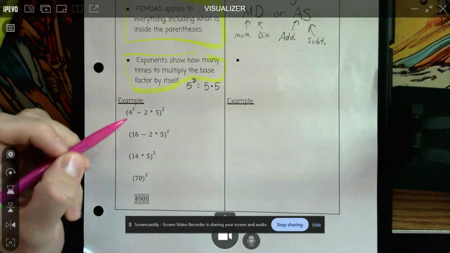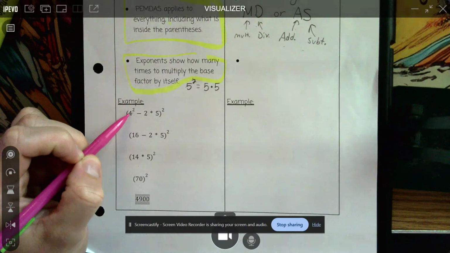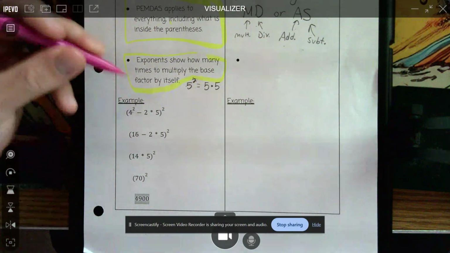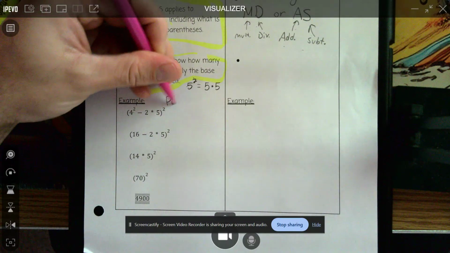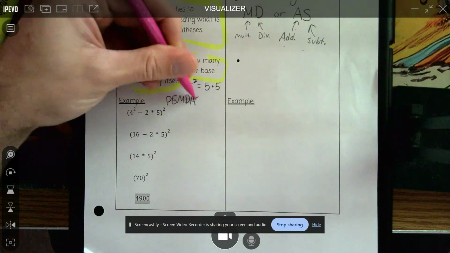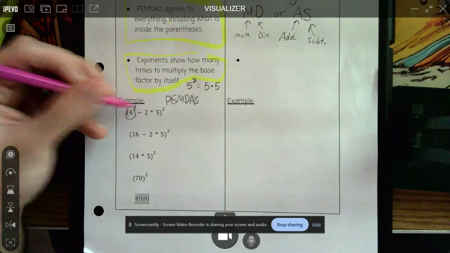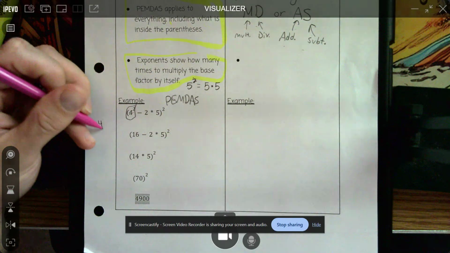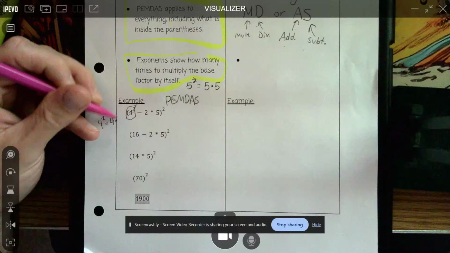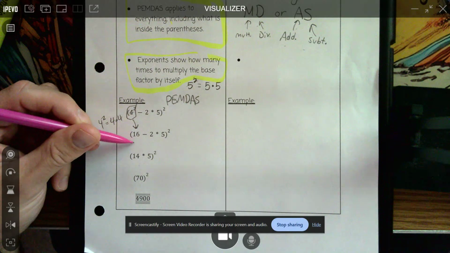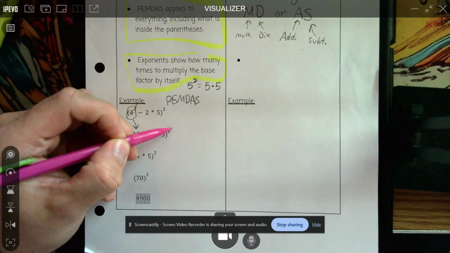So let's go step by step. So we have 4 squared minus 2 times 5 and then squared. So we know we got to do parentheses first, right? PEMDAS. So after parentheses, we have to look inside for exponents. Well, we do have exponents. So we should have done 4 squared. 4 squared is 4 times 4, which is 16. So it looks like we did that right. So that's correct. So let's put a check mark in that step.